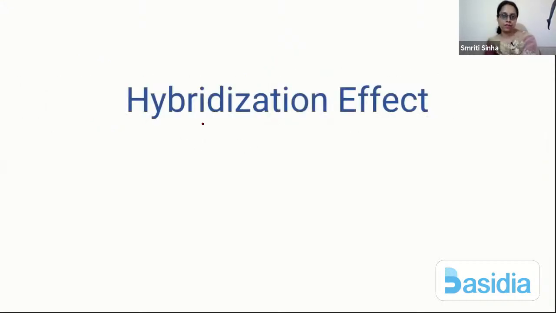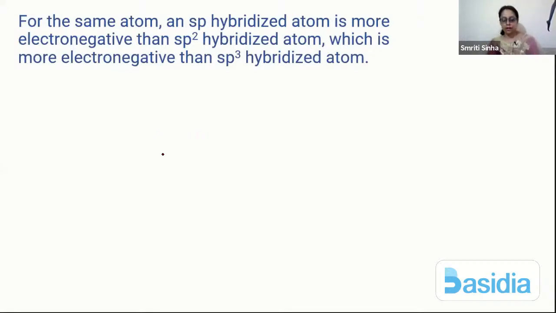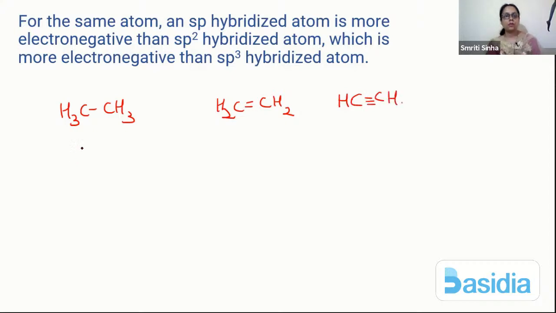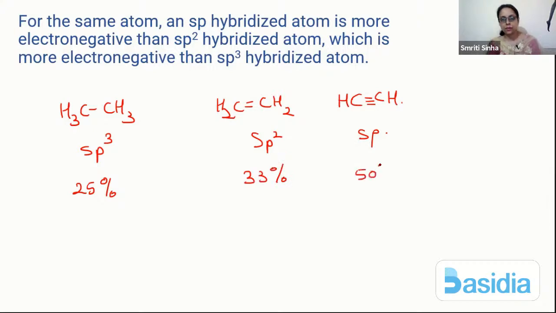Next is the hybridization effect. So how does hybridization affect our acidity or basicity? Remember, if you compare simple molecules like ethane, ethene and ethyne, here it is sp3 hybridized, here sp2, and here sp hybridized. So here the S character is 25%, here the S character is 33%, here the S character is 50%.